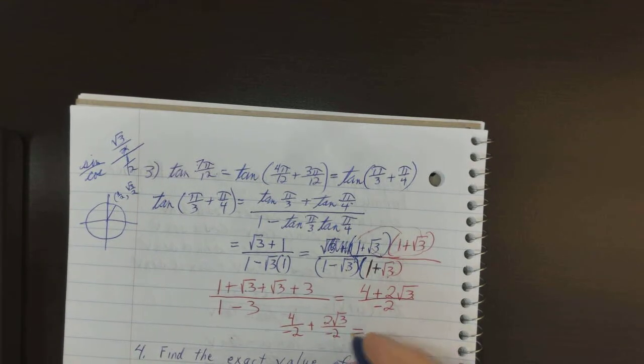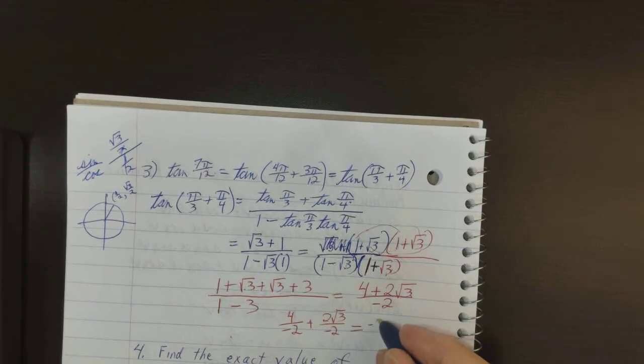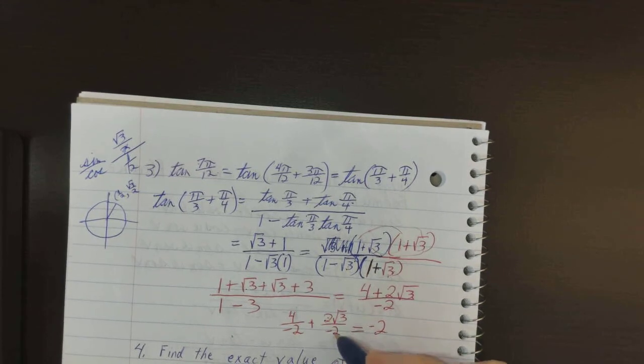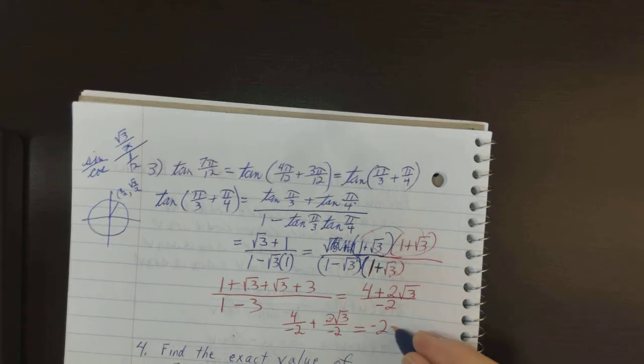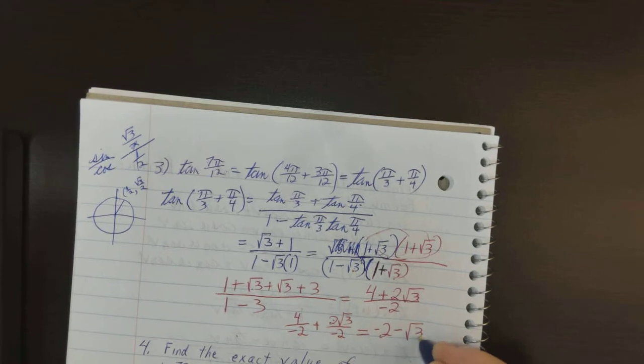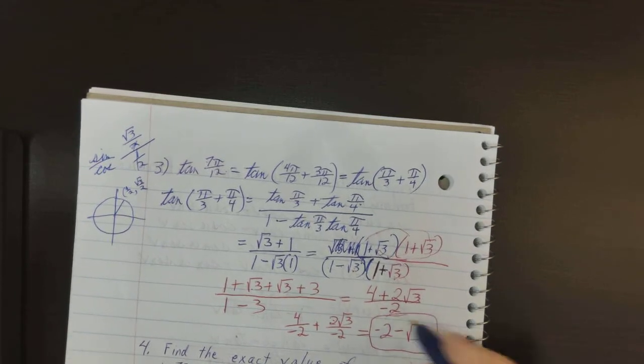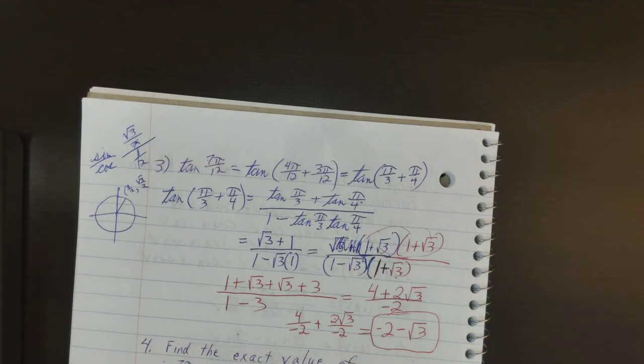So 4 divided by negative 2 is negative 2. 2 divided by negative 2 is negative 1. So I'll just go minus radical 3. All right, there's my simplified version there.